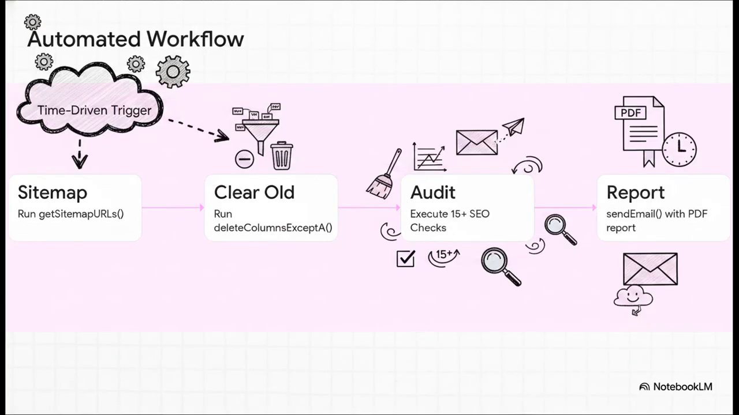To truly make this a hands-off experience, you can bypass manual clicks entirely by setting up a time-driven trigger in Apps Script. You essentially create a master script that executes in this exact, specific order. First, it grabs the fresh sitemap. Second, it deletes the old data. Third, it runs all of your SEO checks. And finally, it triggers a send email function. And all of this culminates in a beautiful PDF report sent straight to your inbox daily, weekly, or monthly without you ever lifting a finger.